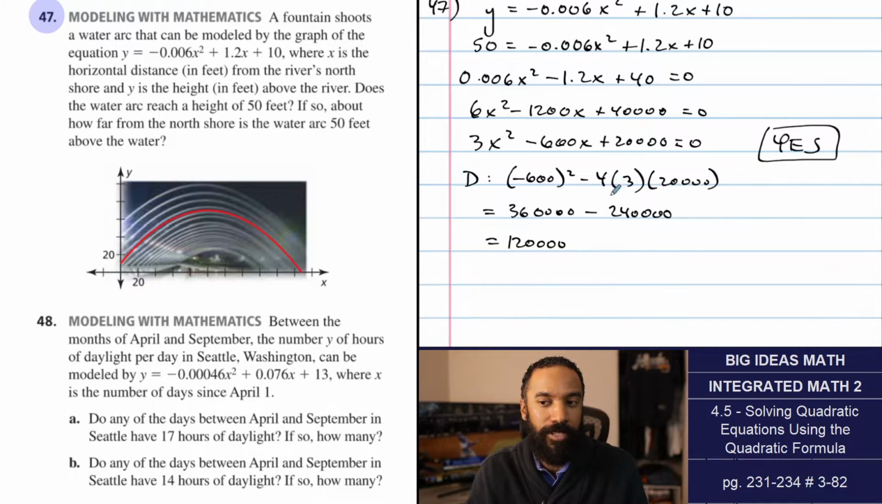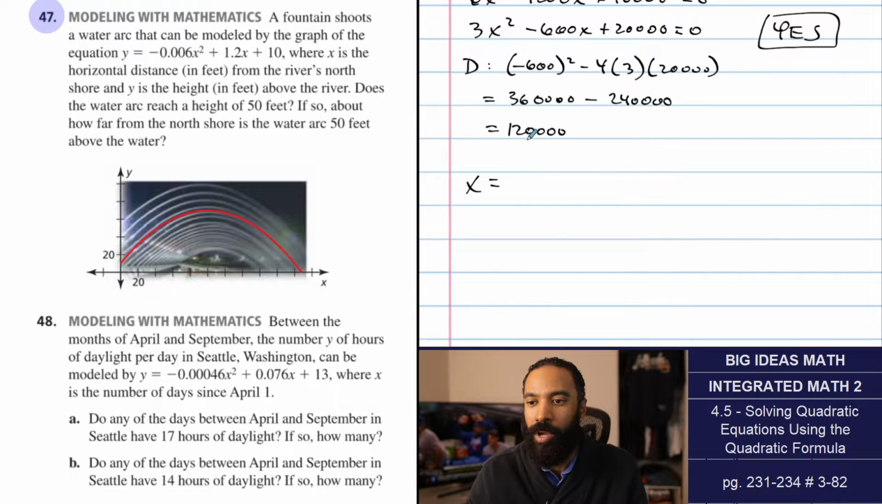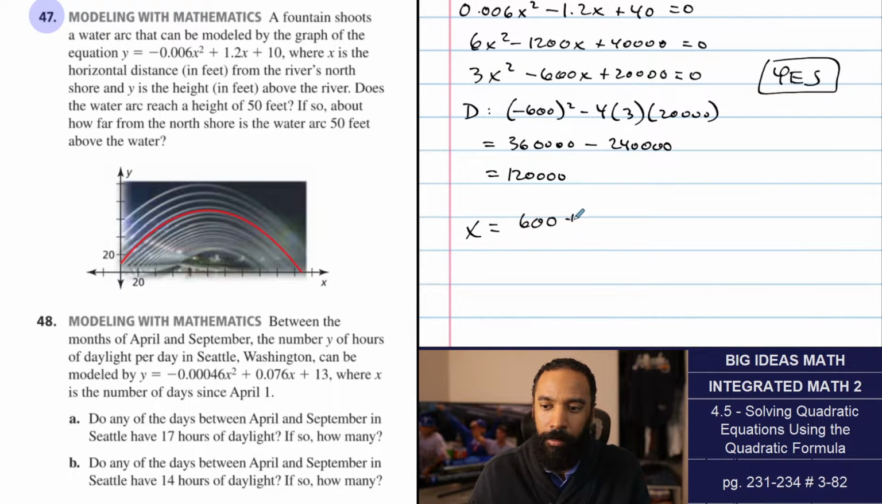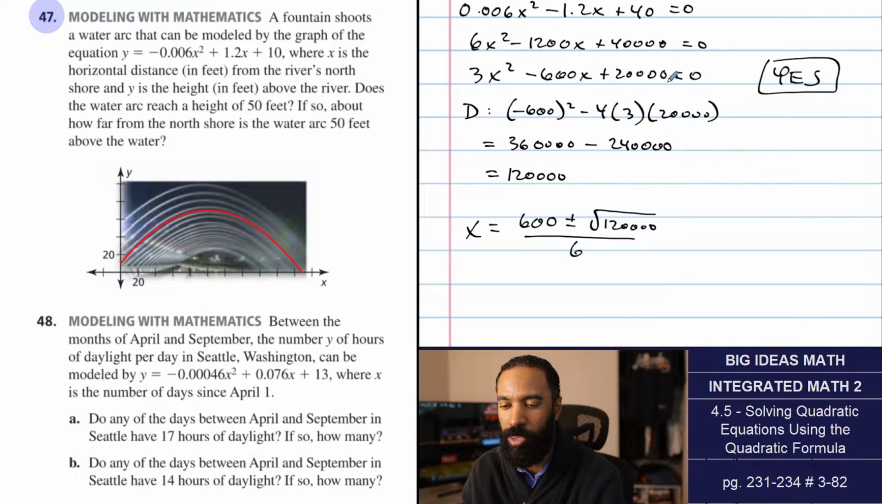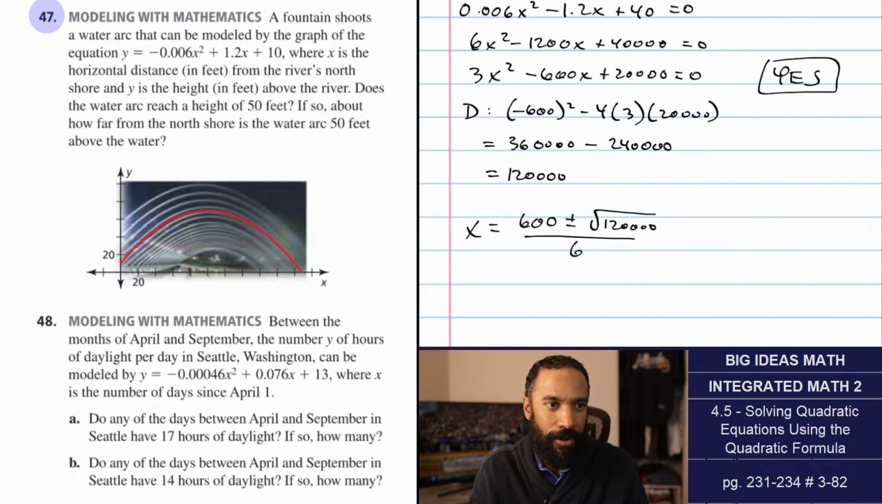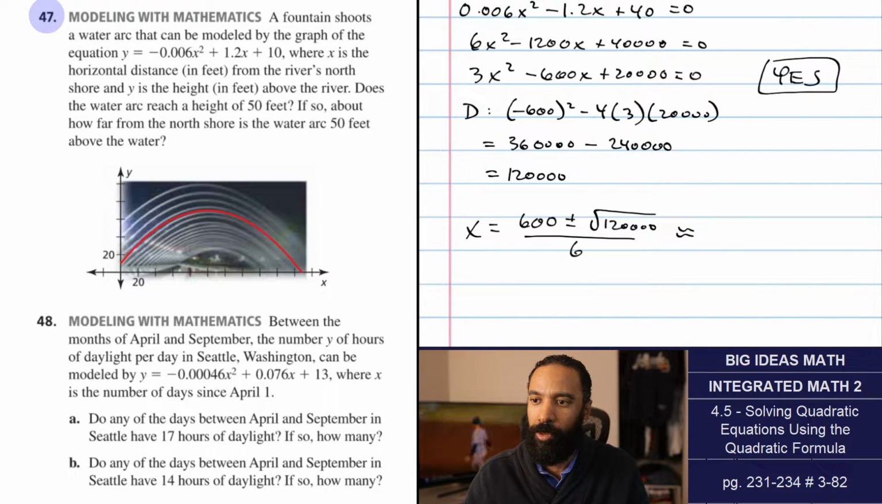So now we're solving for x. Okay, now that 120,000 is the part that goes inside the square root. At this point, I'm going to use the calculator. So negative b, so 600 plus or minus the square root of 120,000 all over 2 times a, which is 6. So I'm using this part of the equation, the way that I use the discriminant. I'm only going to be doing the plus. So let's do 600 plus the square root of 120,000 all divided by 6. And I'm getting 157.735.